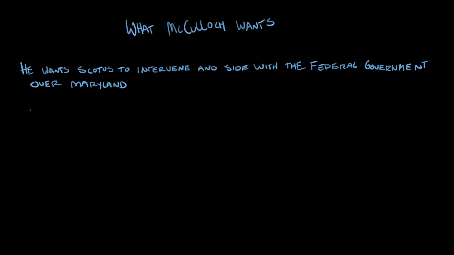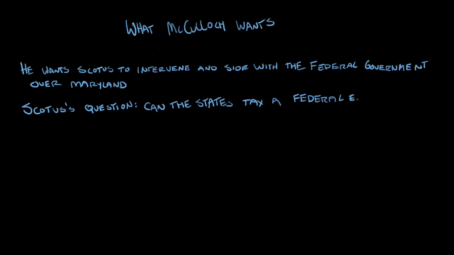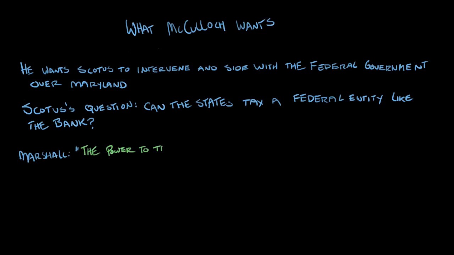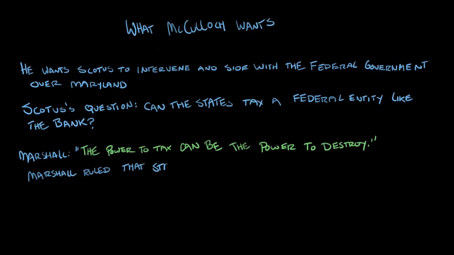Interesting. So what are the constitutional issues at stake once the McCulloch case gets to the Supreme Court? Well, the Supreme Court, in a very lengthy opinion, has to consider a couple of different matters. First, it has to consider whether the states have the power to tax a federal entity like a bank. And that's where you have the famous statement by John Marshall that says the power to tax can be the power to destroy. What he's talking about is the power of states to tax a federal entity like a bank might be the power of states to destroy a federal entity. And he ruled against that claim. And he basically argued that states couldn't have that kind of power.